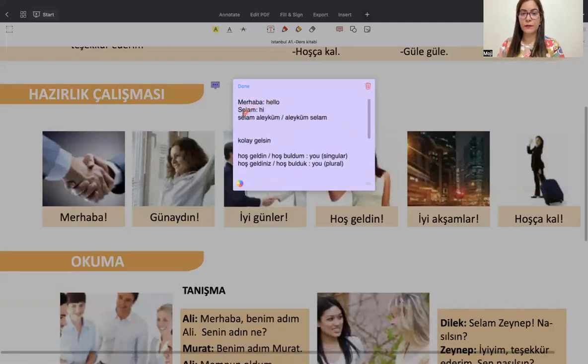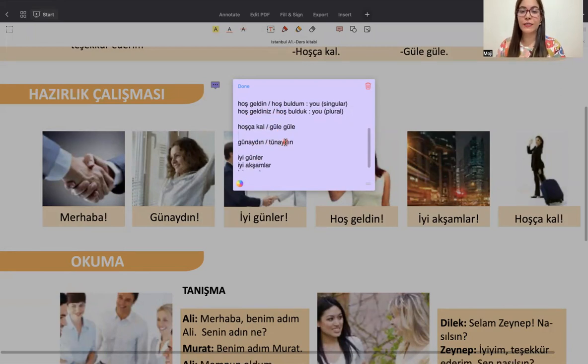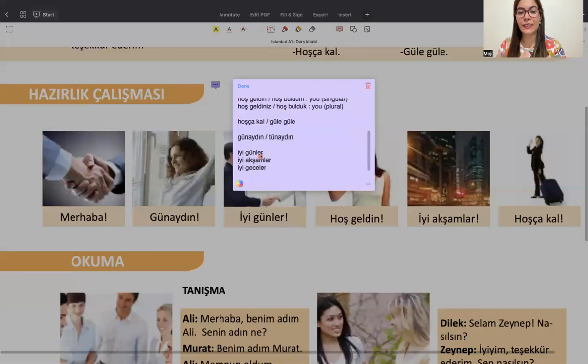Merhaba. Selam. Selam aleyküm. Aleyküm selam. Kolay gelsin. Hoş geldin. Hoş buldum. Hoş geldiniz. Hoş bulduk. Hoşça kal. Güle güle. Günaydın. Tünaydın. İyi günler. İyi akşamlar. İyi geceler. So try to take notes, please.